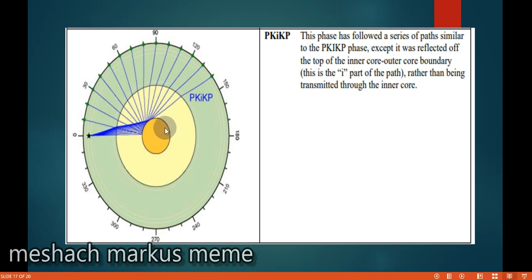So we look at it from here. It is being transmitted, it passes the outer core, but at the inner core there is a kind of inner core-outer core boundary, so it gets reflected back to a different station.